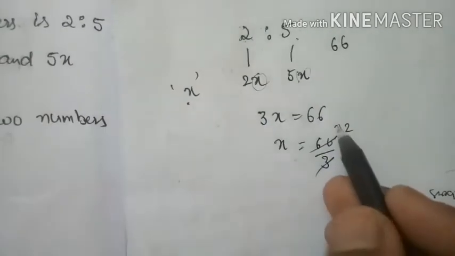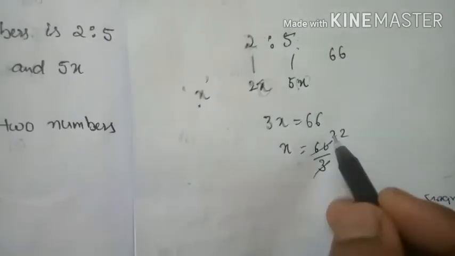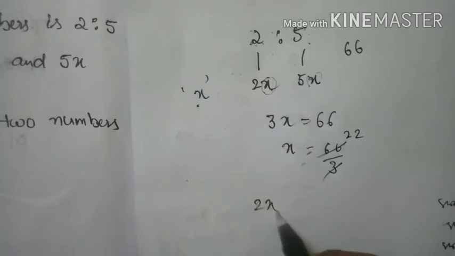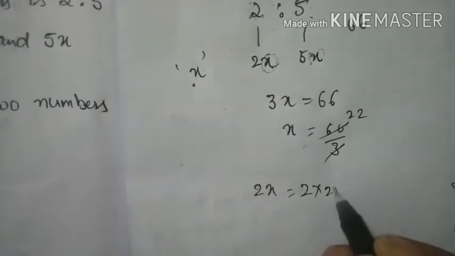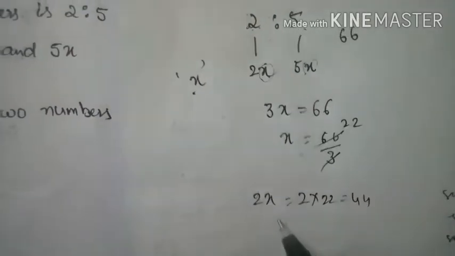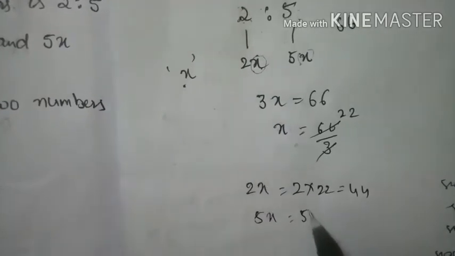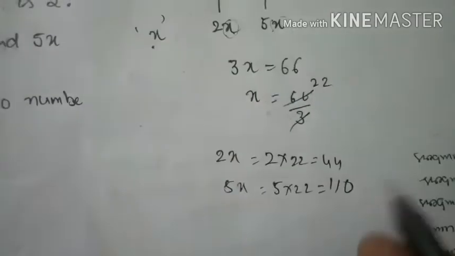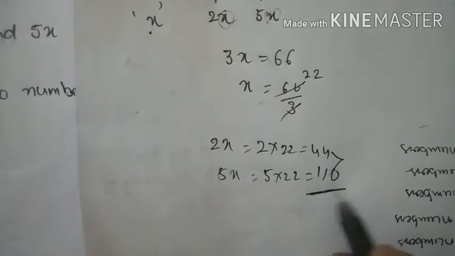Okay. Now we have to substitute this 22 where we have the x. First number 2x, that means 2 into 22, that is equal to 44, and 5 into x, 5 into 22, that is equal to 110. Okay, so what is the difference of these two numbers now?